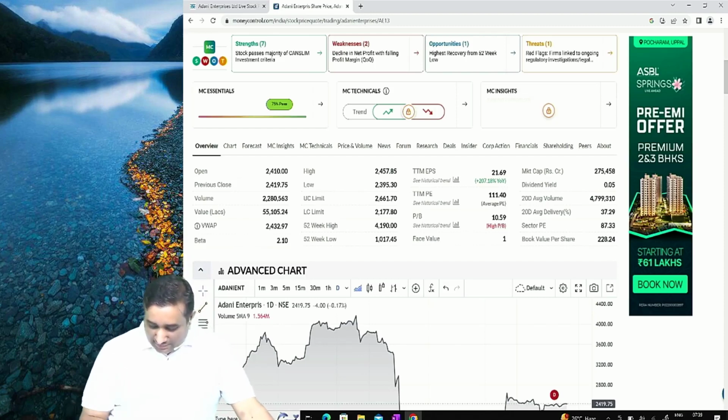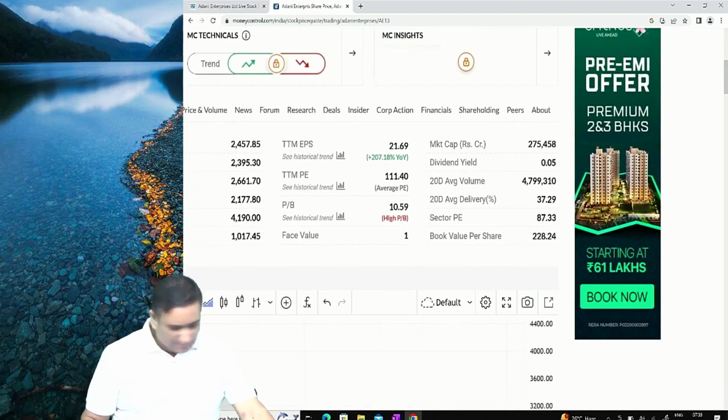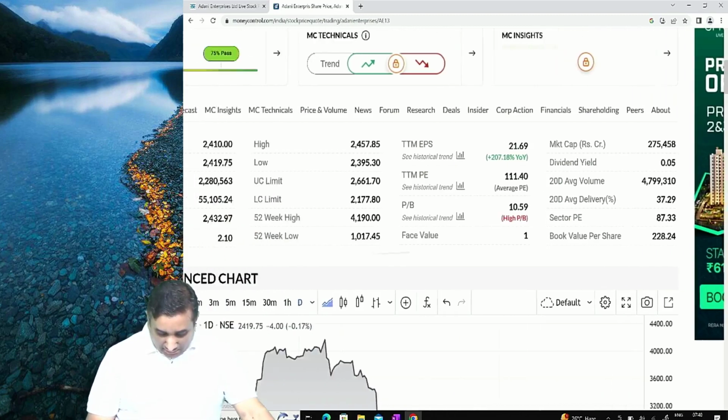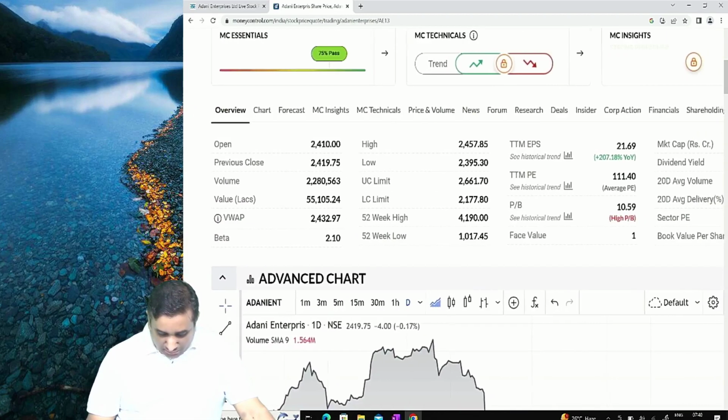Now in this, look at this part here, book value per share 228. Can you see it on the extreme right? Right, this one. Book value per share 228.24. What was the price of this share we had at closing? Closing was.